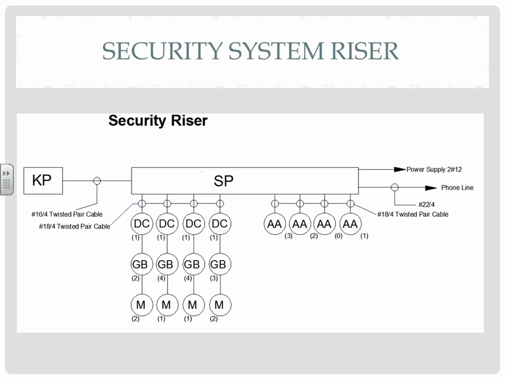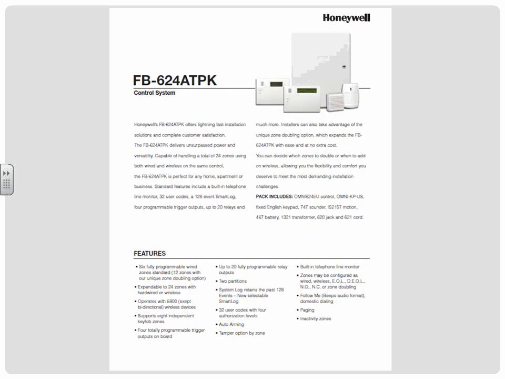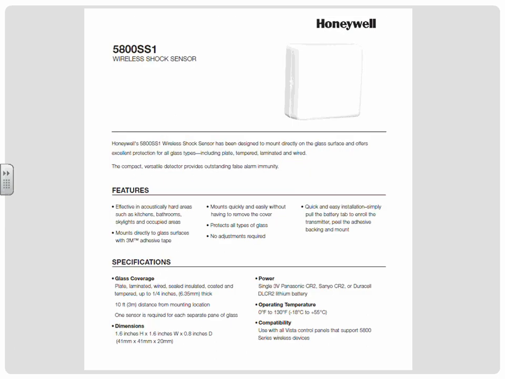And here's the security riser, it's similar to a fire alarm riser. You have door contacts, glass break, and the motion detector, and the audible alarm. And that's just the security panel that we use. And those are the glass break sensors.